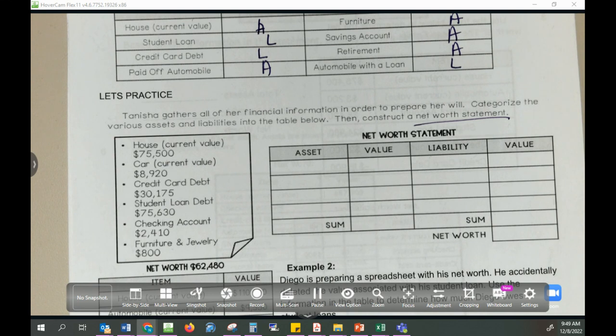So for example, house, the current value is $75,500. Will we write that under our asset or our liability? Asset. So go ahead and add that onto your asset. So you're going to write house as the name, and then the value, you're going to put the amount there.